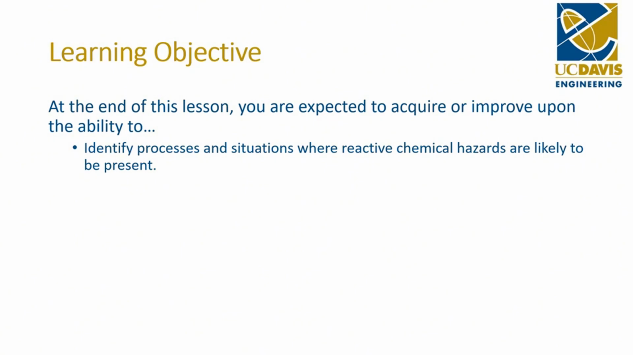In this lesson, we identified processes and situations where reactive chemical hazards are likely to be present. One of the questions we considered was, are there any specific reactive hazards associated with the substances? So in our next lesson, let's talk about what those specific reactive hazards are.